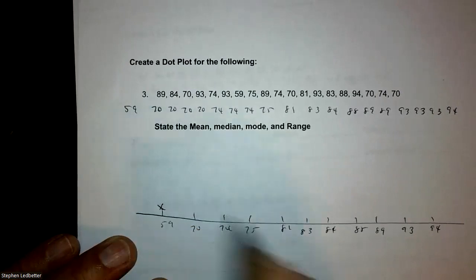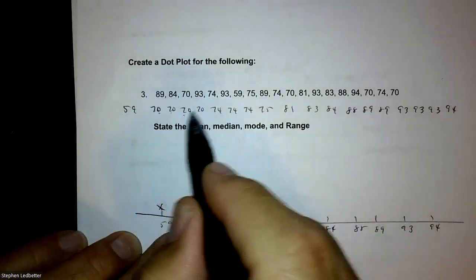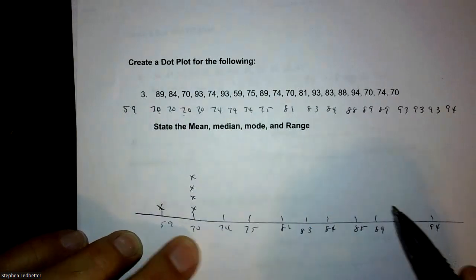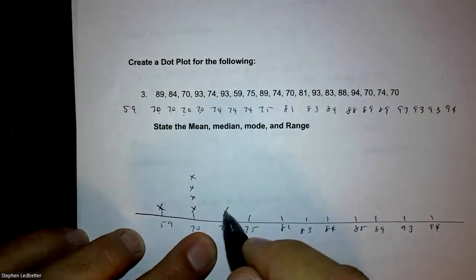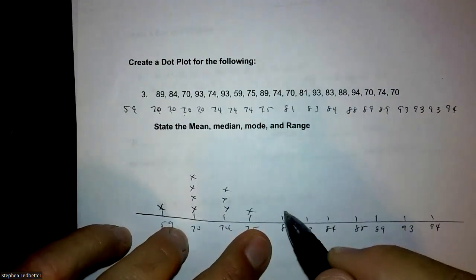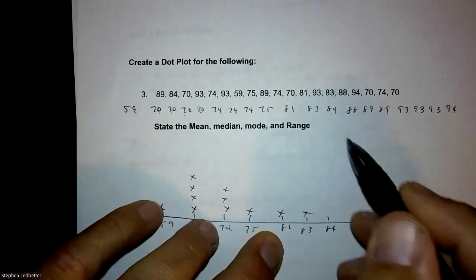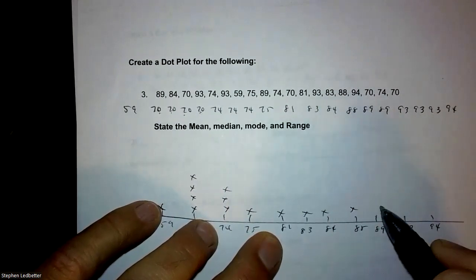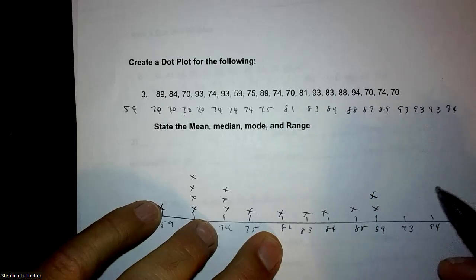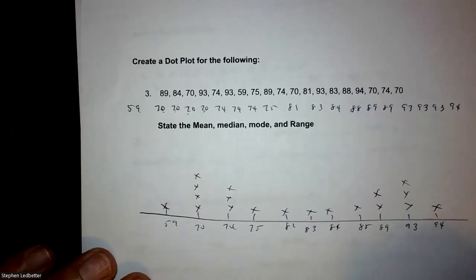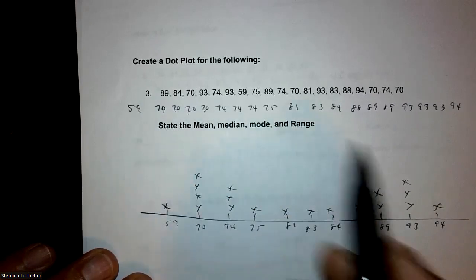So I'm going to put an X right here. 70, I have 1, 2, 3, 4 of them. So I'll put 4 dots. 74, I have 3. 75 is 1. 81 is 1. 83 is 1. 84 is 1. 88 is 1. 89 is 2. 93 is 3. And 94 is 1. There we go. Now it says state the mean, median, mode, and range.